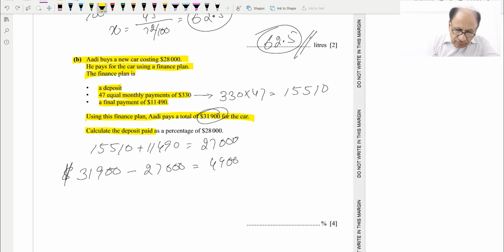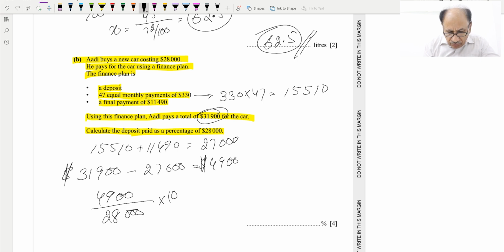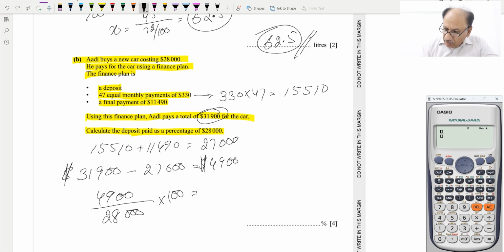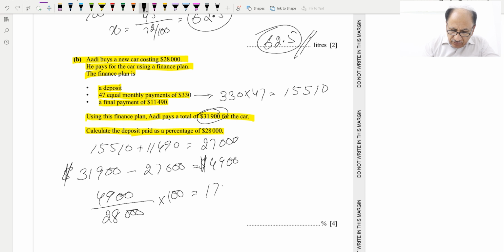They are saying calculate the deposit paid as a percentage of this. So after calculating the deposit, we need to calculate the percentage. 4900 as a percentage of 28000, multiplied by 100, gives us 17.5%. 17.5% will be our final answer for 4 marks.